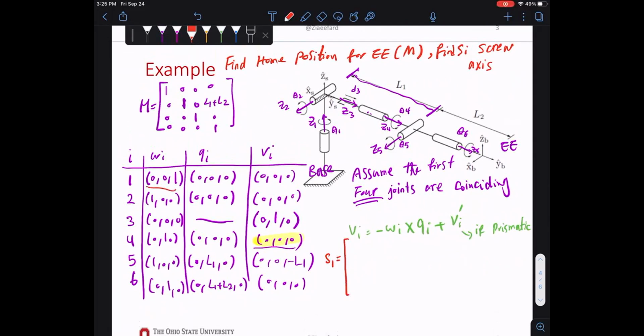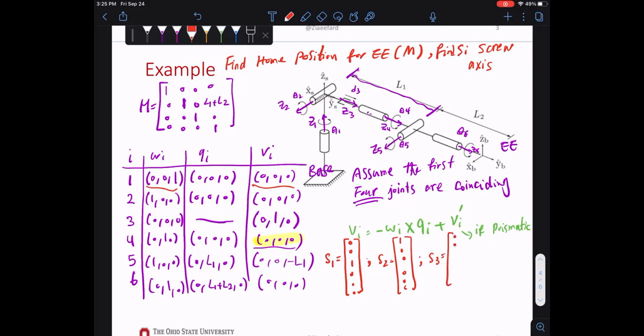S1 is this guy and this guy: 0, 0, 1, 0, 0, 0. So this is the screw axis of the first joint. S2: 1, 0, 0, 0, 0, 0. S3.